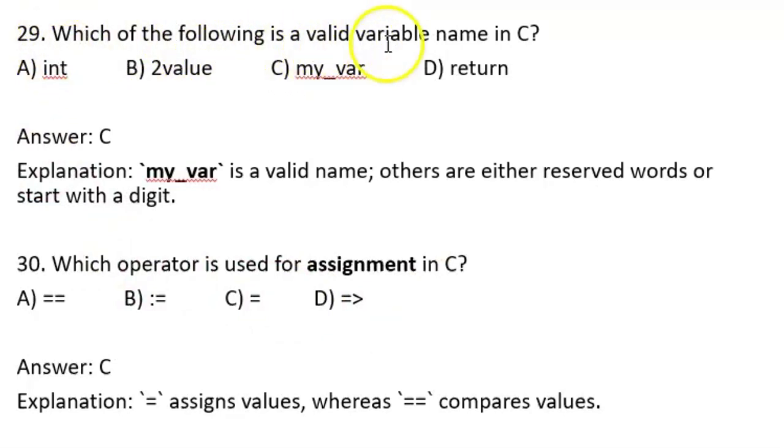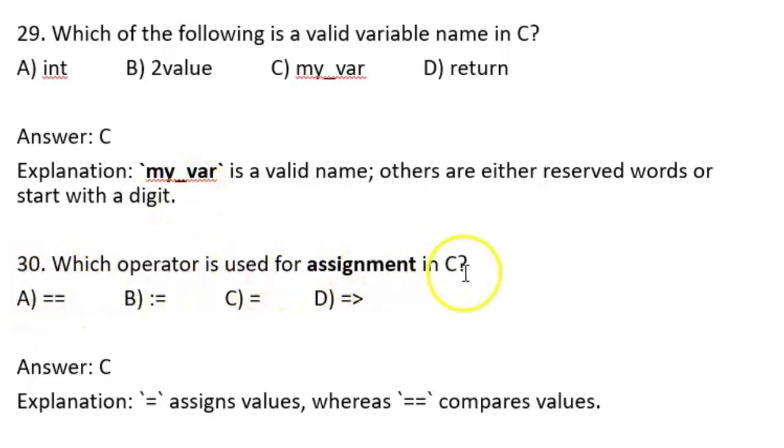Question 29. Which of the following is a valid variable name in C? Int, 2value, my_var, return. The answer is C, my_var. My_var is a valid name. Others are either reserved words or start with a digit.